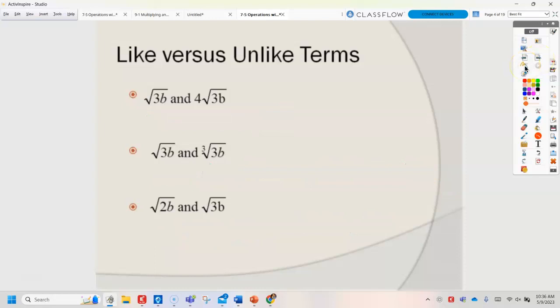So, like versus not like. Is the square root of 3b a like term with 4 square roots of 3b? Do they have the same index? Meaning, are they both square roots? Yes. Is what's underneath the square root the same? Yes. Therefore, like terms.